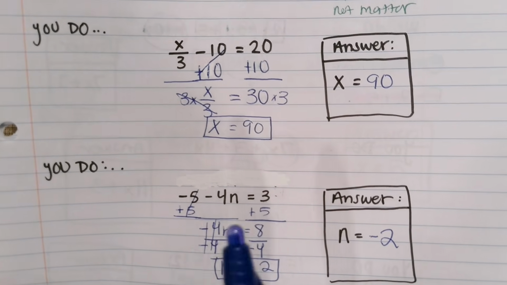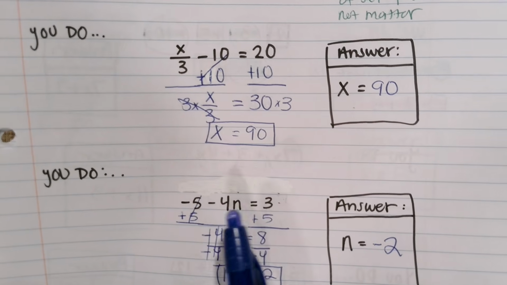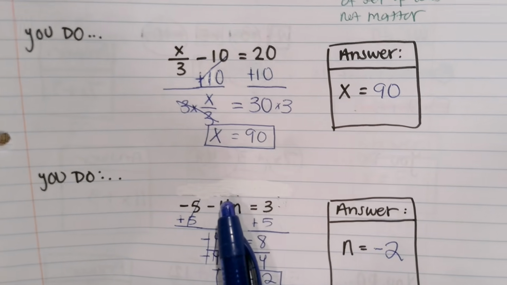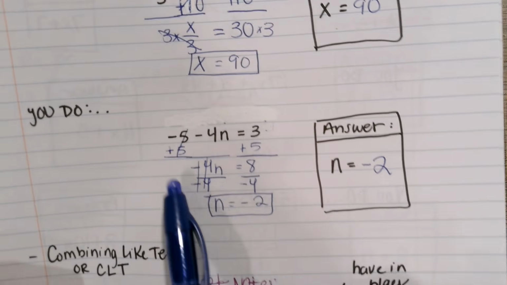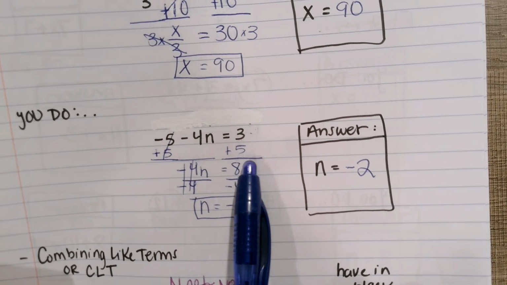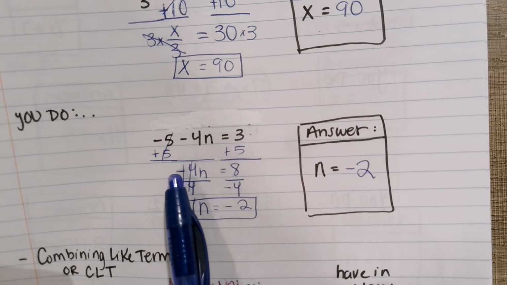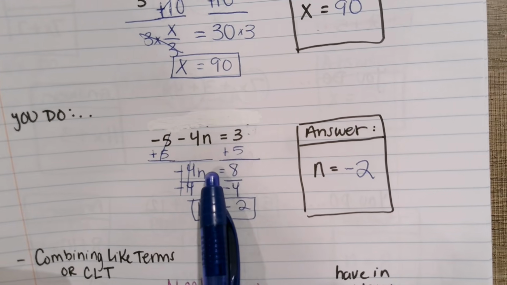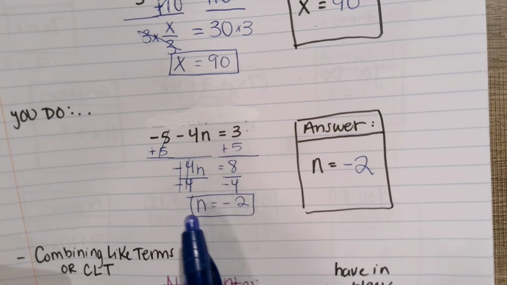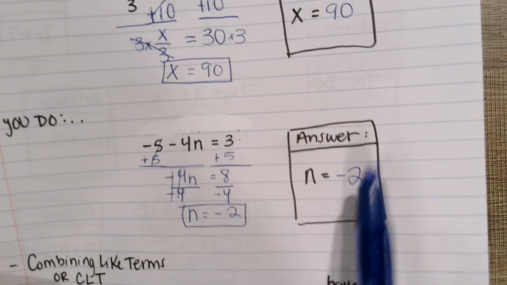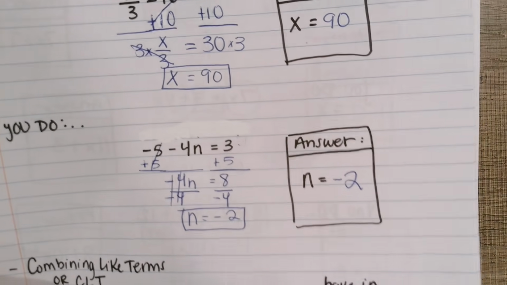For the next one, I'm starting with a minus 5 because it is not attached to the negative 4, and this one will go last. So the inverse of minus is add, and then I add 5 to both sides. 3 plus 5 is 8. And then I have negative 4 times n, so the inverse of multiplication is division. Divided by negative 4 on both sides, I get n equals negative 2. So just check your answers, make any corrections if needed, and let's keep going.